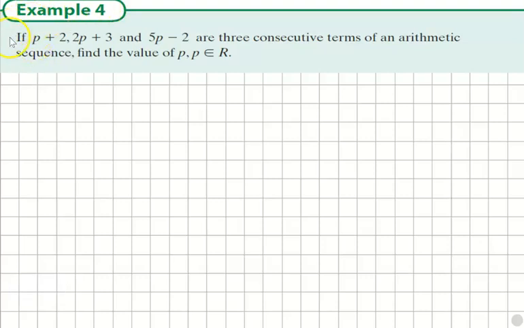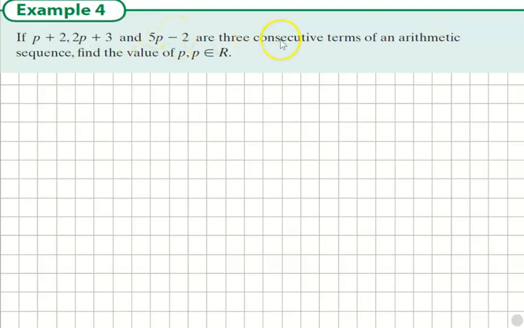Example 4. If p plus 2, 2p plus 3, and 5p minus 2 are three consecutive terms of an arithmetic sequence, find the value of p if p is an element of the real number set. So term 1 is p plus 2, term 2 is 2p plus 3, and term 3 is 5p minus 2.